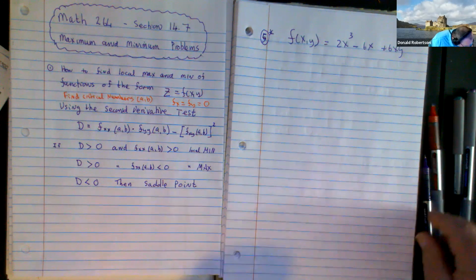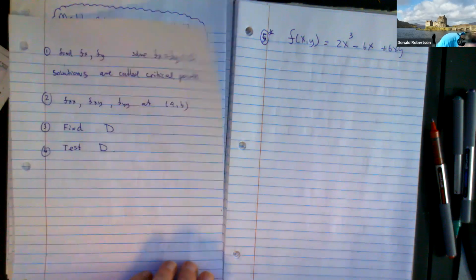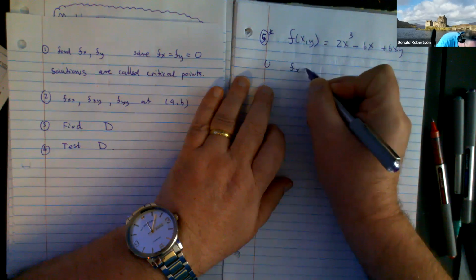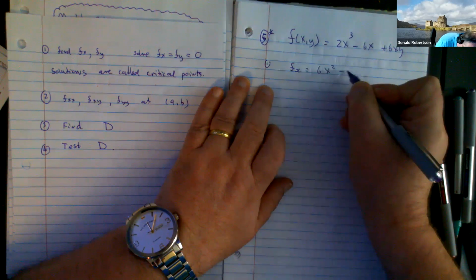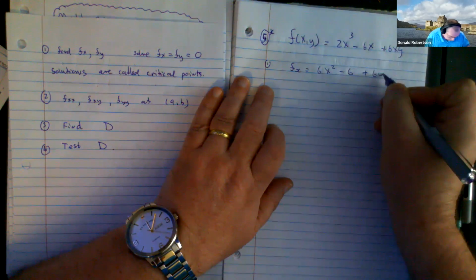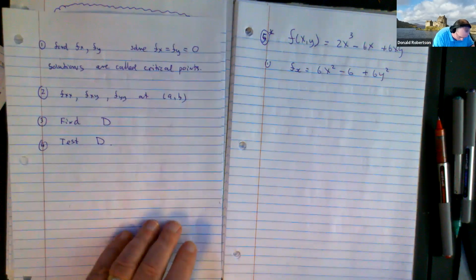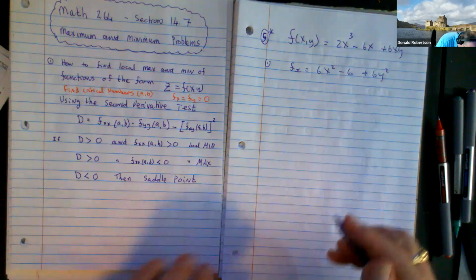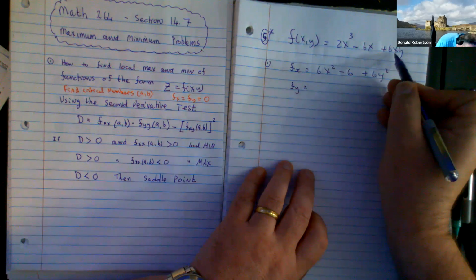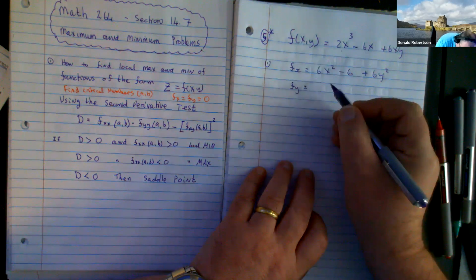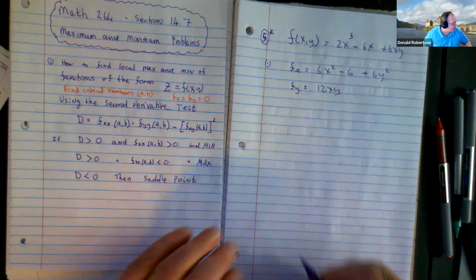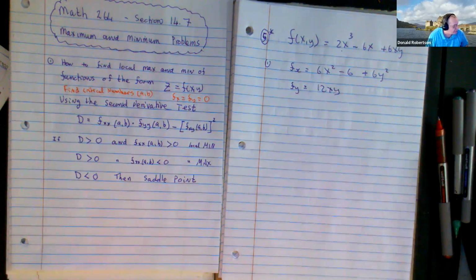So first thing I'm going to do in my little hit list is I'm going to find the partial derivative with respect to x. So that's what? 6x squared take away 6 plus 6y squared. Okay. And then I'm going to do this fella, which is nothing. Okay, nothing. That's nice. And 12xy. Okay. So there's my two guys.